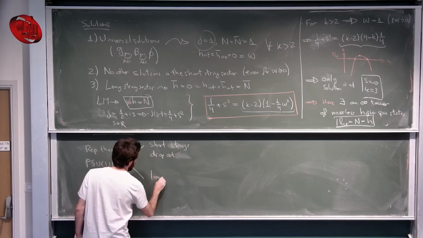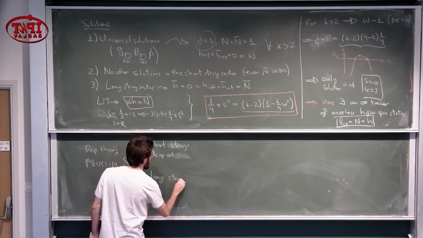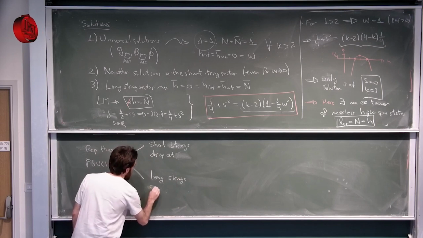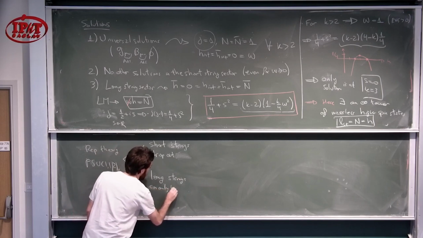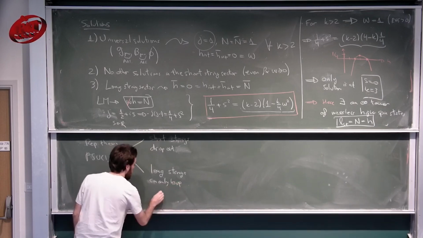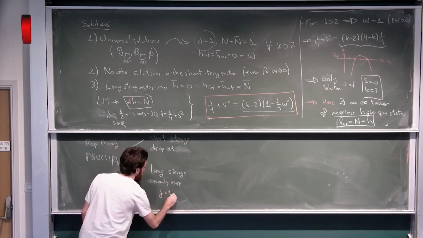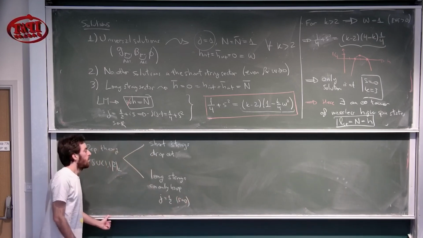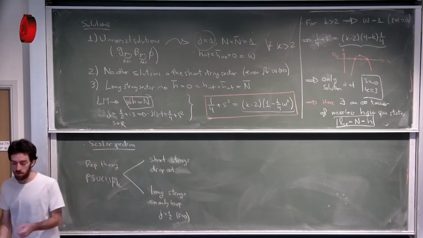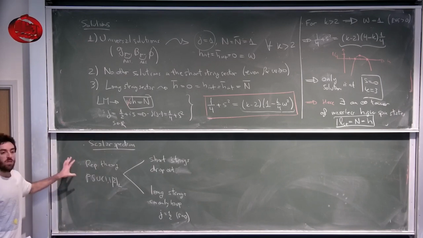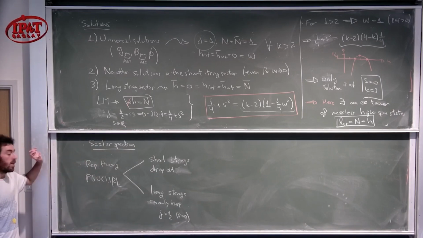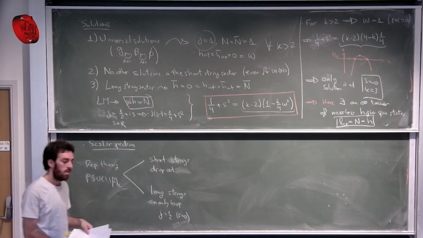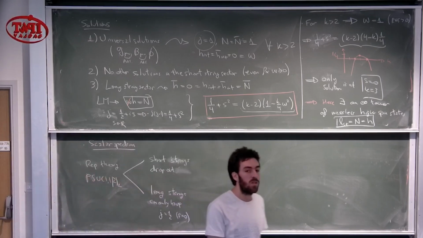and the long strings can only have exactly j equals 1/2, so s equals 0. Okay. So what I'm going to say is not precise. Precisely, you can do it in the supersymmetric model. In the bosonic model, there's a heuristic way to say it.